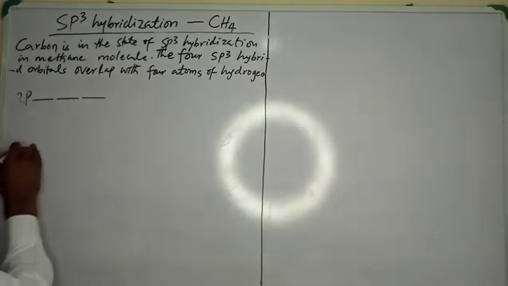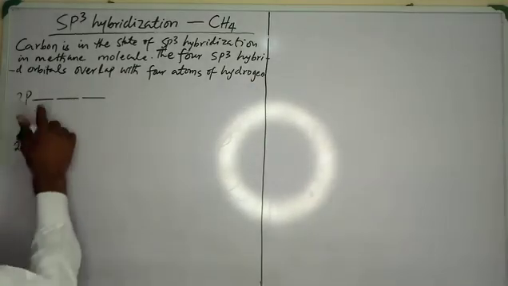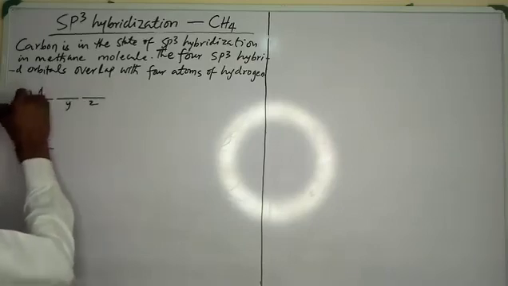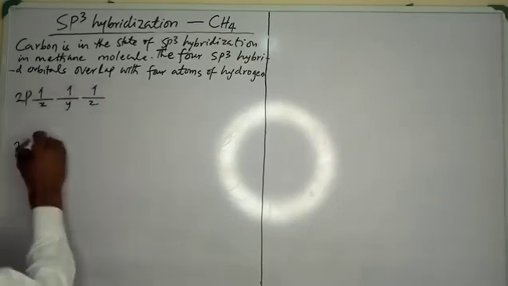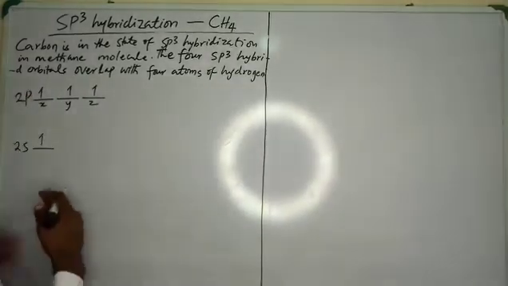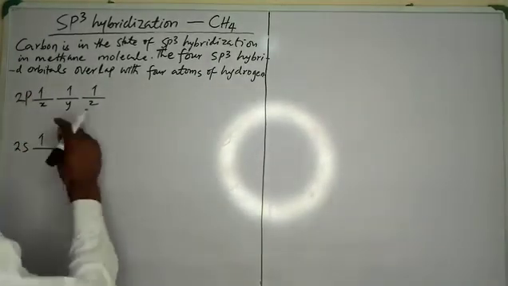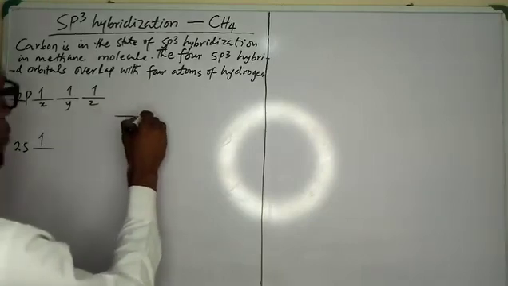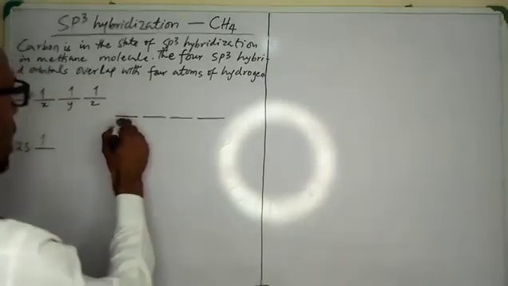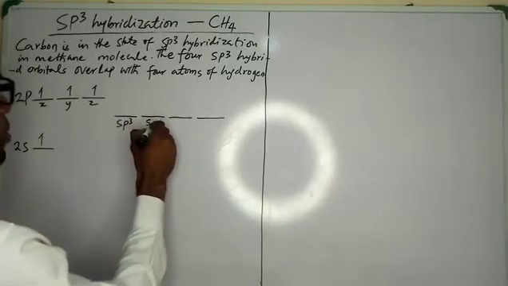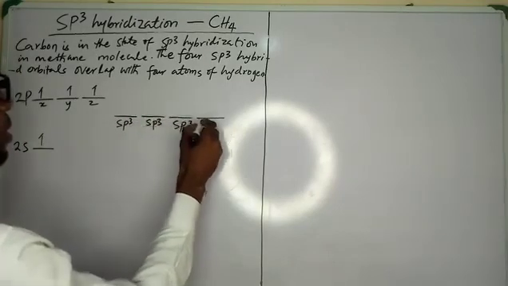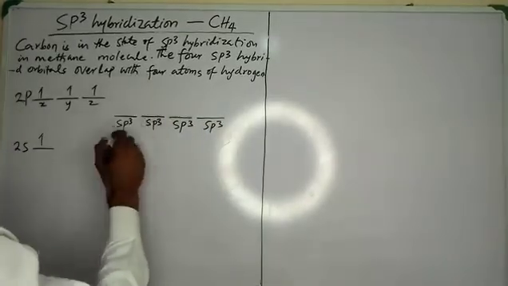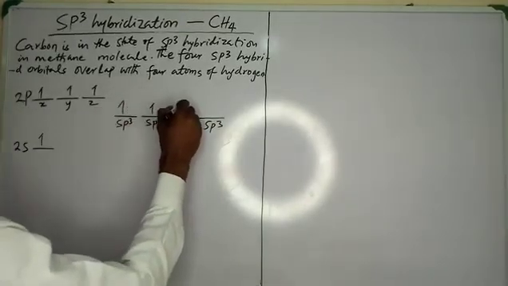Here you have your 2s, and this is X, Y, and Z. This is carbon in the excited state. After there is a mixture of the 1 s orbital and 3 p orbitals, you are going to have your 4 equivalent sp3 orbitals. Recall, each of them has 1 electron.